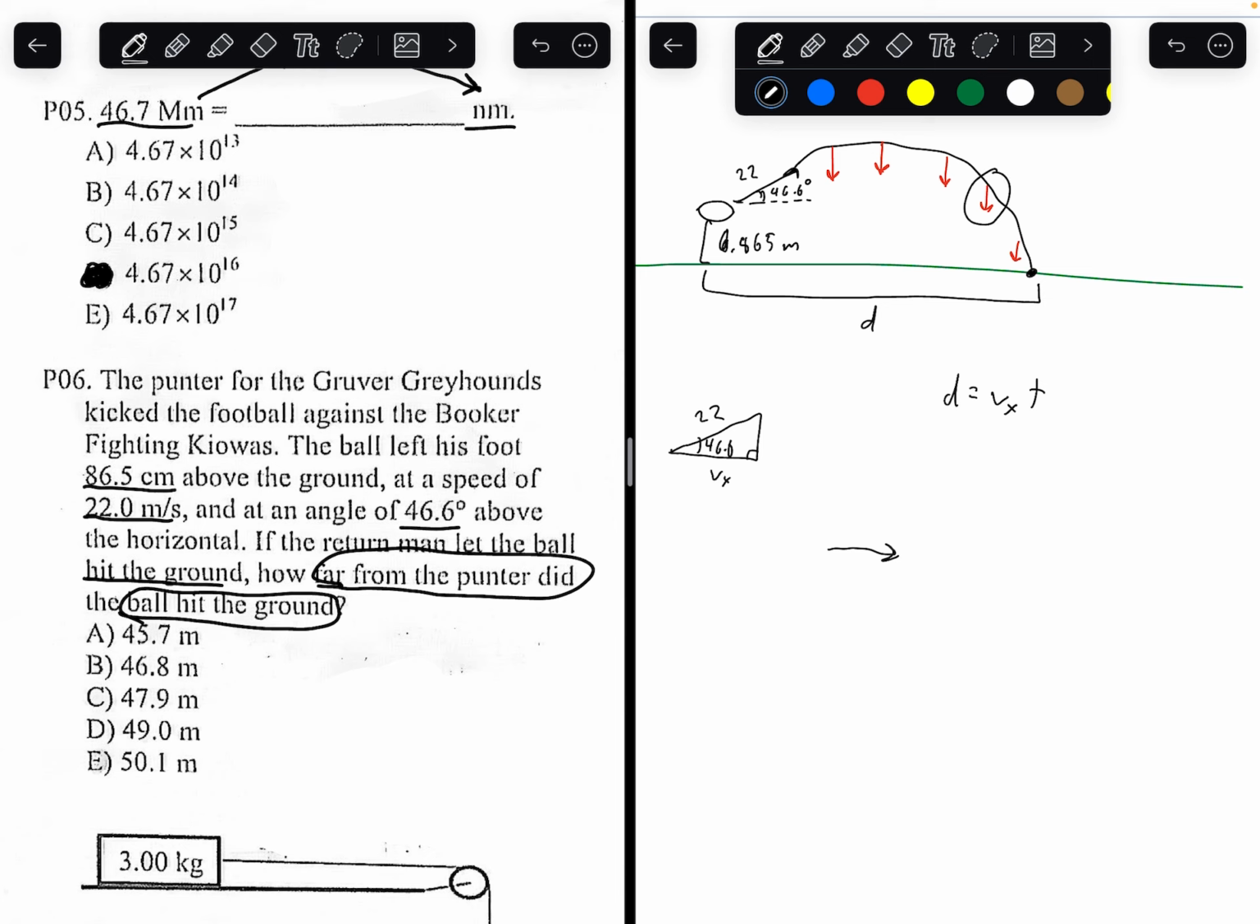But we know the arrows are pointing down, meaning gravity is affecting the velocity in the y direction. The velocity in the y direction is initially positive, but eventually becomes negative as gravity pulls it down. So first let's solve for the velocity in the x direction. To solve for that, it's just basic trigonometry, where cosine of 46.6 equals adjacent over hypotenuse. Solving for v of x would equal 22 cosine 46.6, which is 15.116 meters per second.